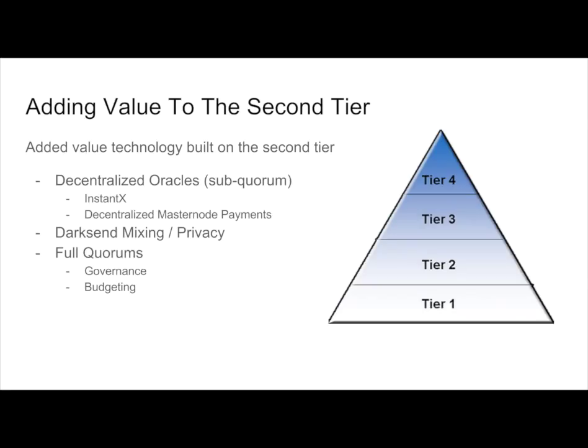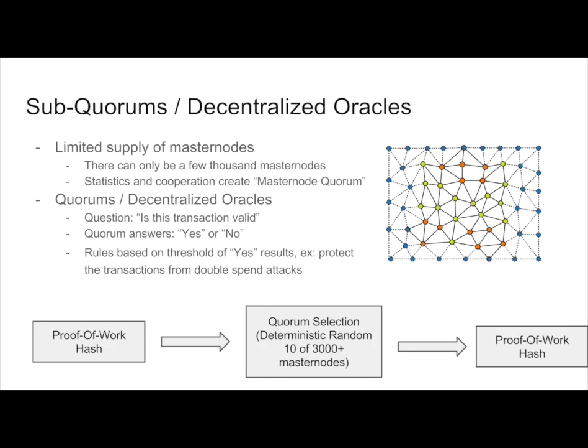And by utilizing the second tier all at the same time, we can actually do full quorums, which basically lets everyone that owns a Masternode vote on something to either fund a given project or make a decision on behalf of the network. The Sub-Quorum system, or the Decentralized Oracle implementation, utilizes statistics and probabilities to secure the network.